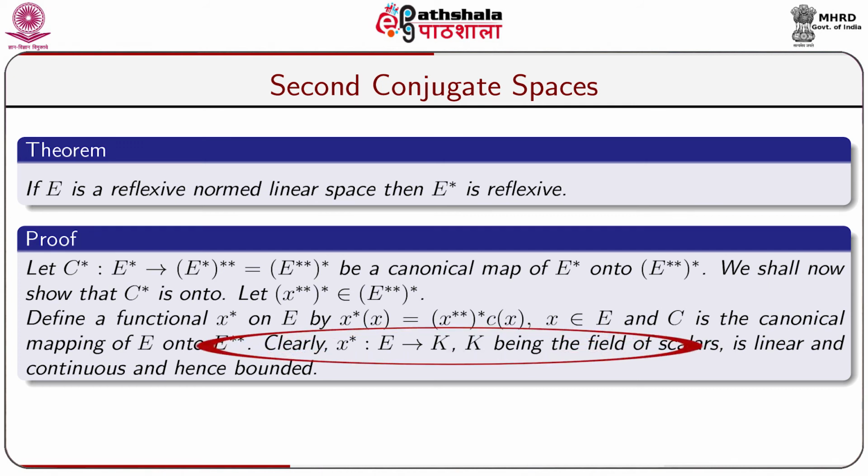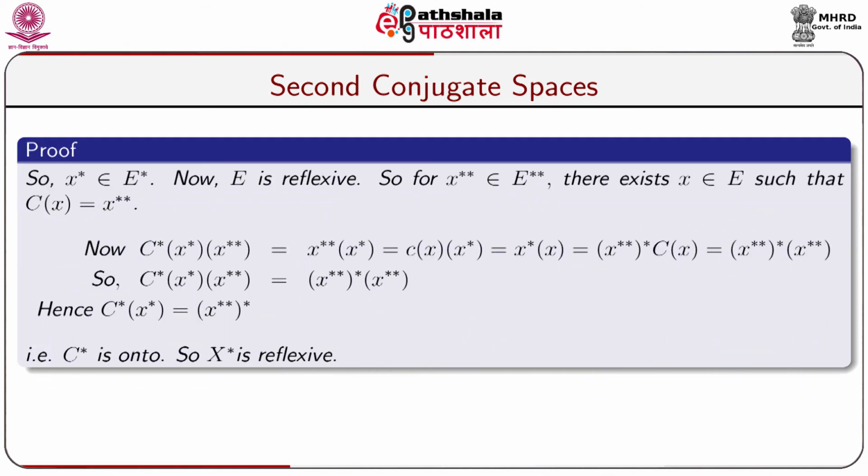Clearly, X star from capital E to capital K, where capital K is the field of scalars, is linear and continuous and hence bounded. So, X star belongs to capital E star. Now, E is reflexive. So, for X double star belonging to capital E double star, there exists x belonging to capital E such that Cx equal to X double star.